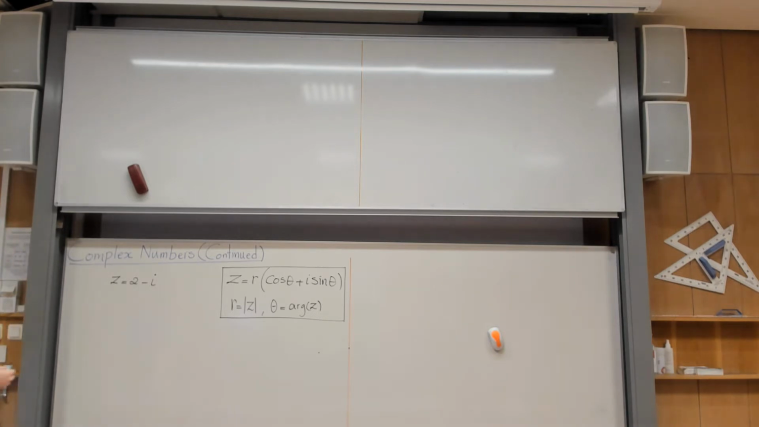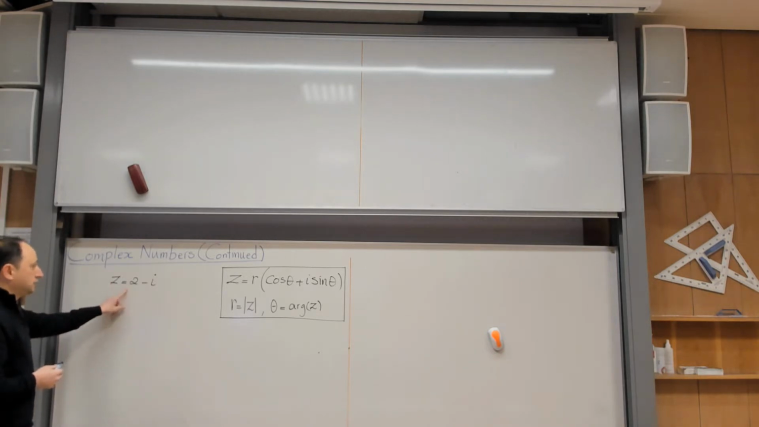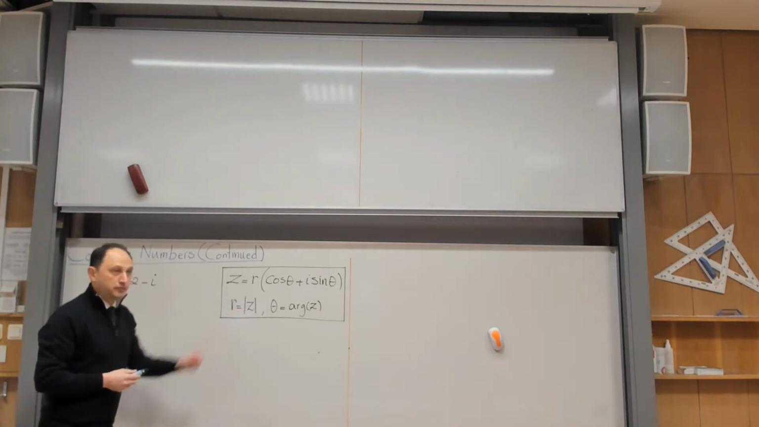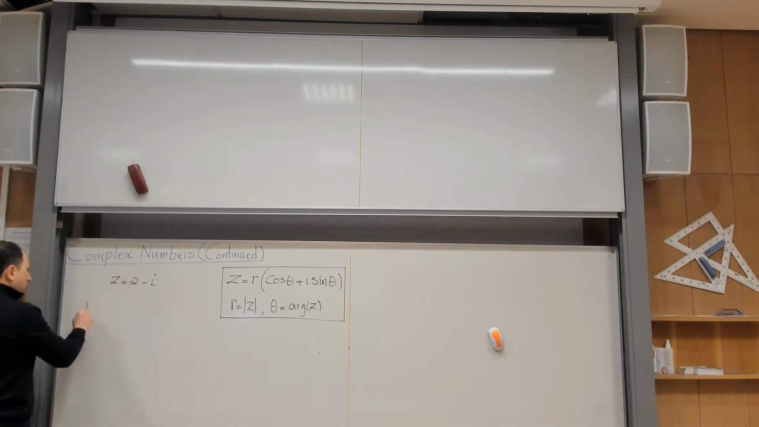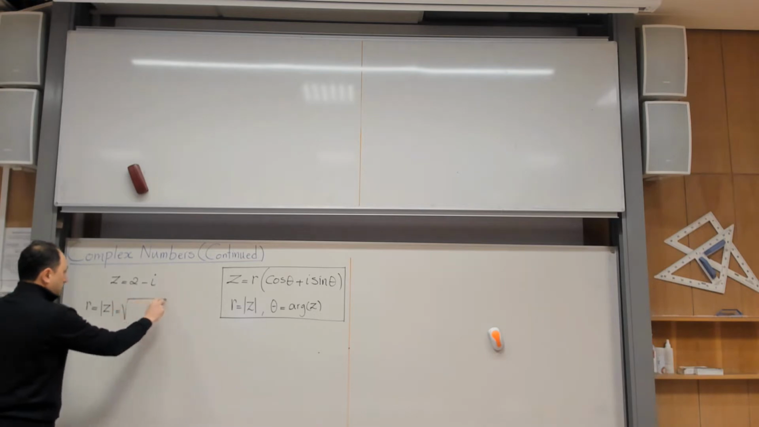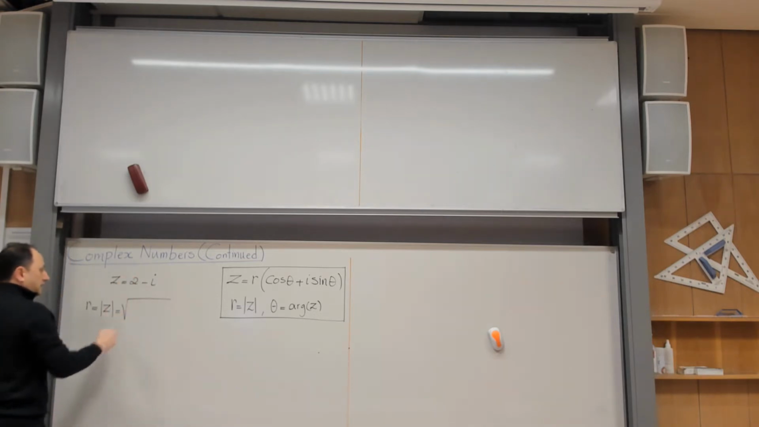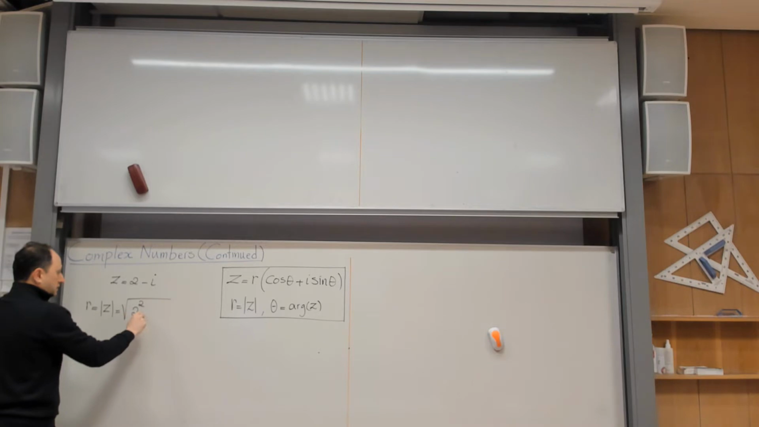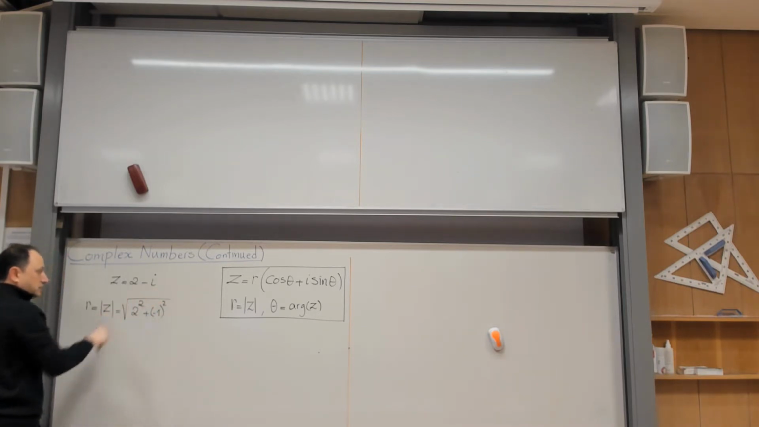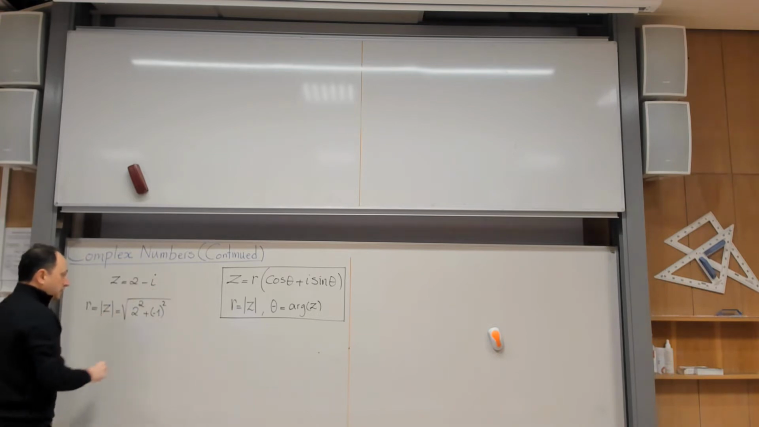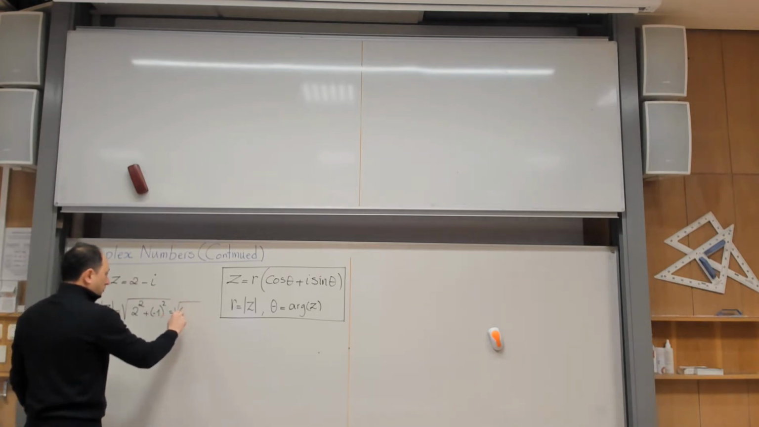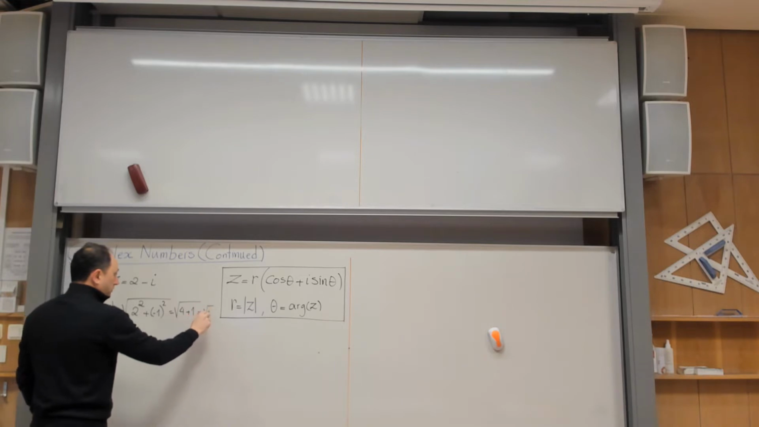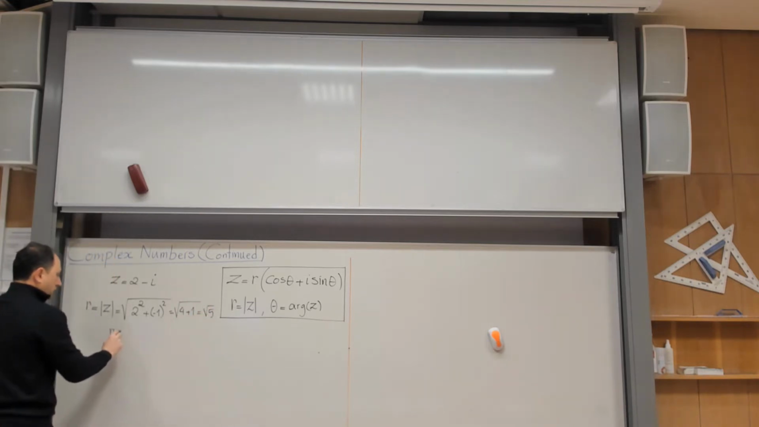Okay, so if I ask you to find the polar form for this, you need to calculate these two. The first thing is very simple. When you calculate r, it is the absolute value of z, and you already know what to do. You need to write the square root, take the real part, square it, take the imaginary part, which is minus 1, square it. Be careful, the imaginary part is not i, it is the coefficient of i. And then it becomes the square root of 4 plus 1, which is the square root of 5. So the r that I am looking for is the square root of 5.